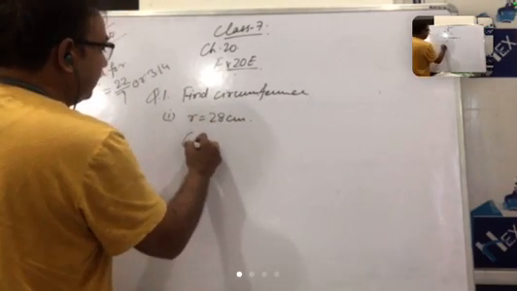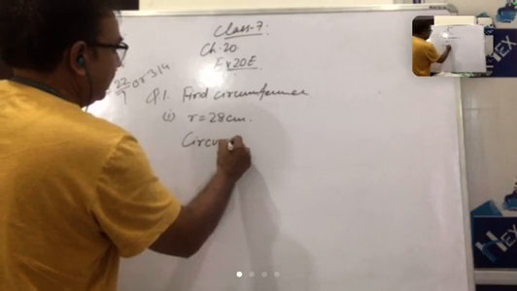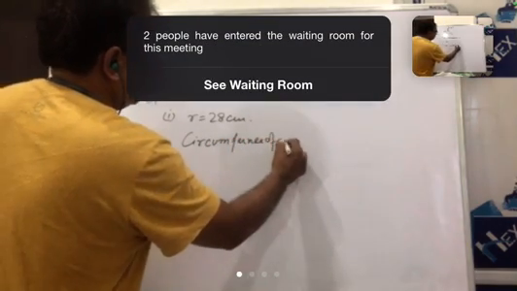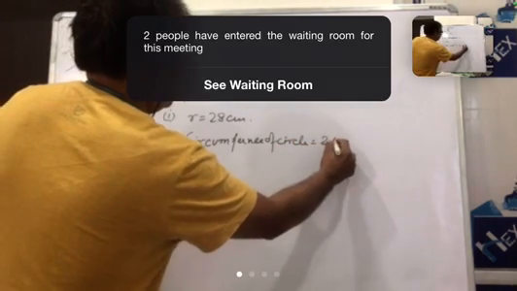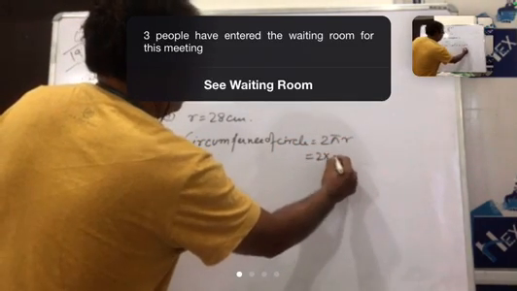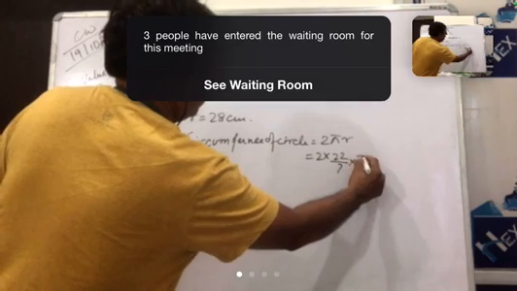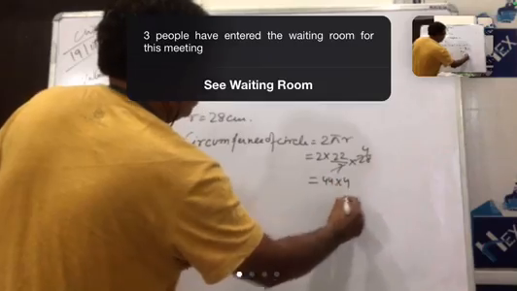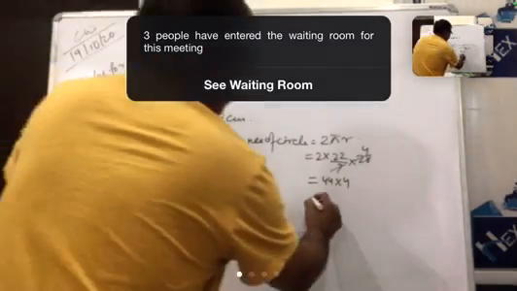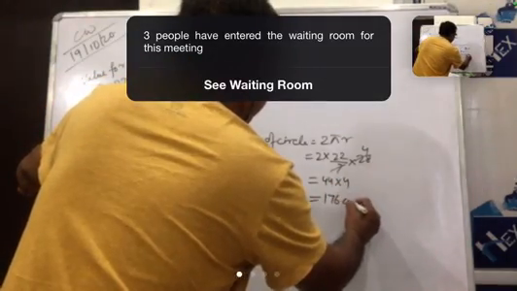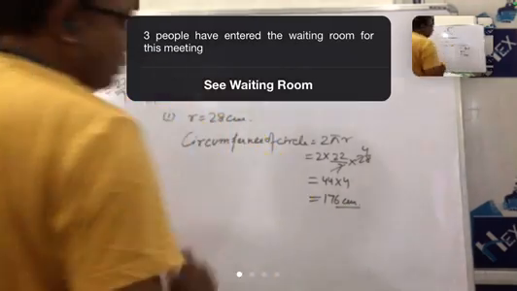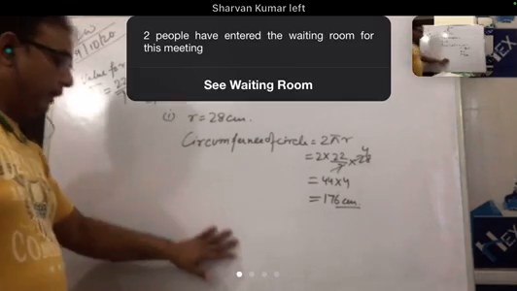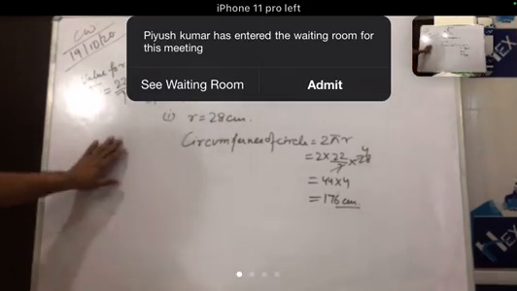So the formula for circumference is, everyone write in their copy: circumference of circle is equal to 2 pi r. So it's 2 multiplied by 22 upon 7 multiplied by 28. 7 fours are 28. So 44 times 4, so it will be 176 centimeter. And the unit for circumference is only centimeter or meter or anything, not square, because square is a unit for area. Now this is clear.